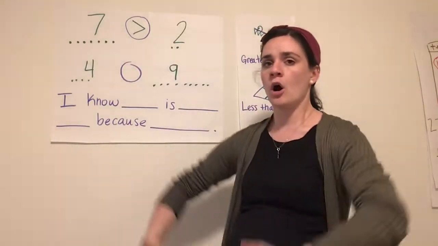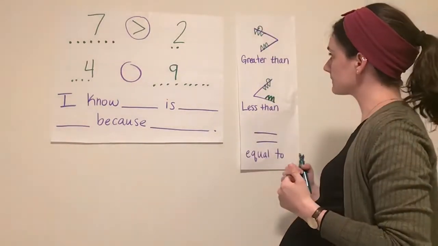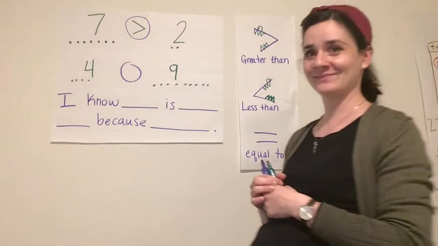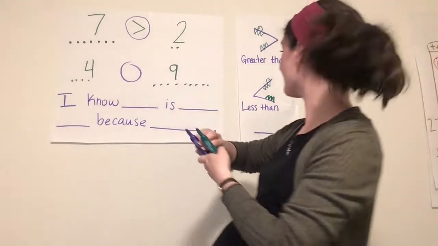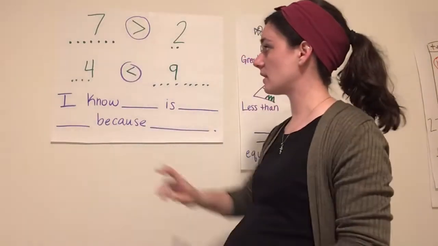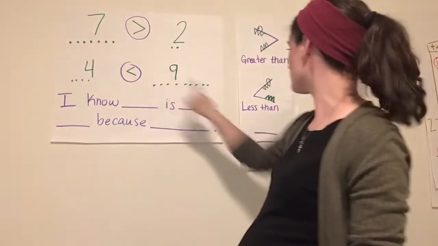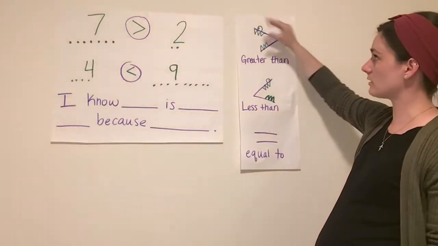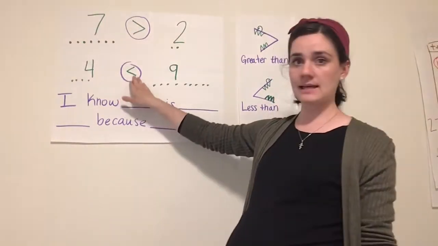Remember, Mr. Alligator's hungry, give me food! Which one is he going to eat? I hope you said 9. I think he's going to eat 9. So we put our symbol this way and we read our sentence. 4 is greater, or greater than goes that way. Which way? 4 is less than 9.